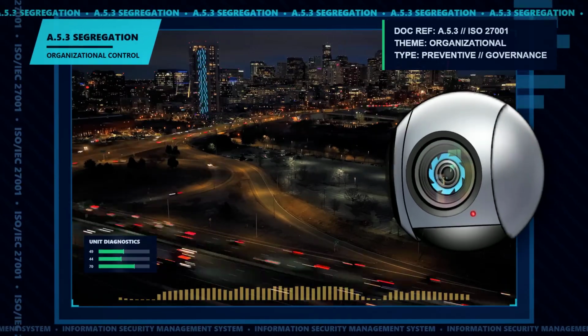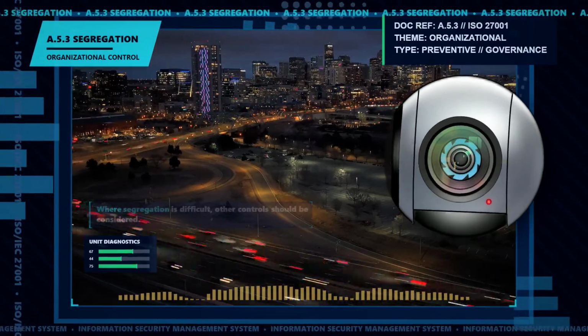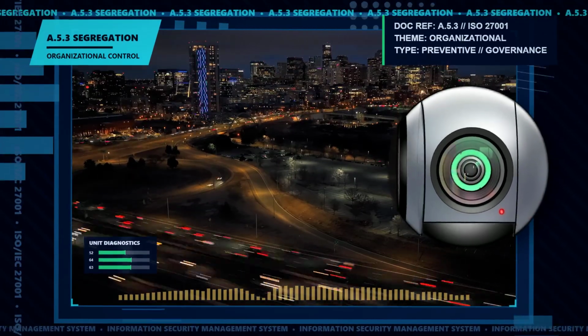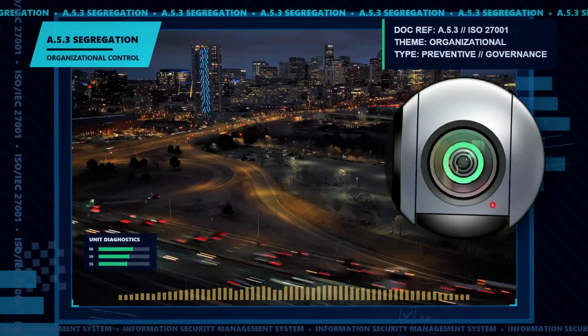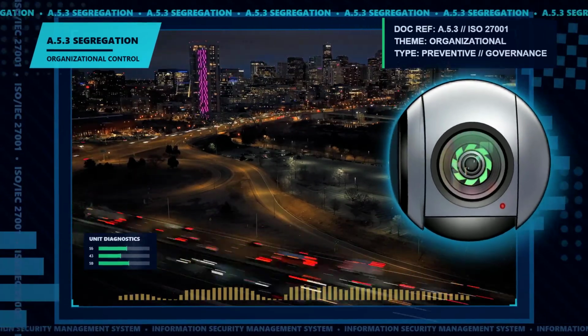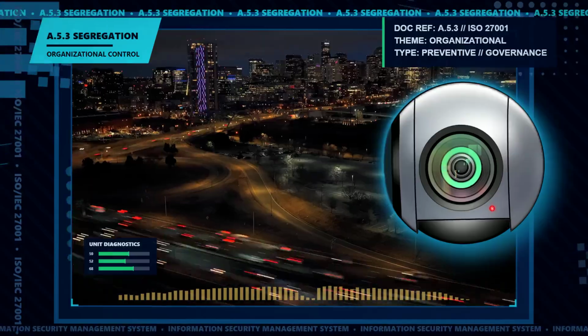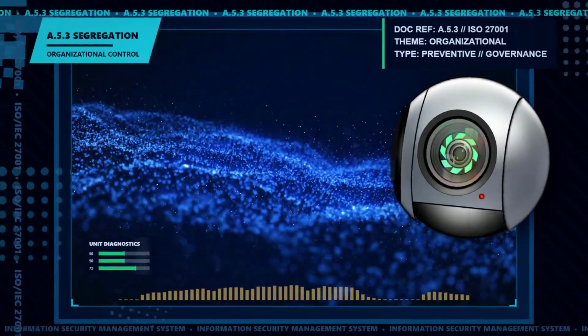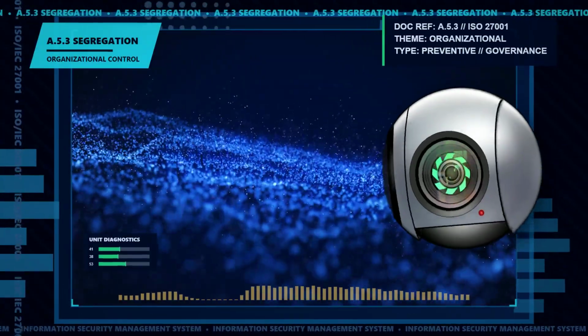The standard knows this. It says explicitly that where segregation is difficult, other controls such as monitoring, audit trails, and management supervision should be considered. That is your route. It is called compensating controls, and it is completely legitimate. It is not a loophole, and it is not cheating. So what does that look like in practice for Dave's company?